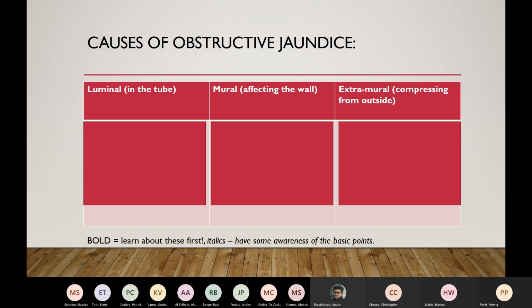Does anyone know what could be a pathology affecting the wall that causes obstructive jaundice? Any guesses?